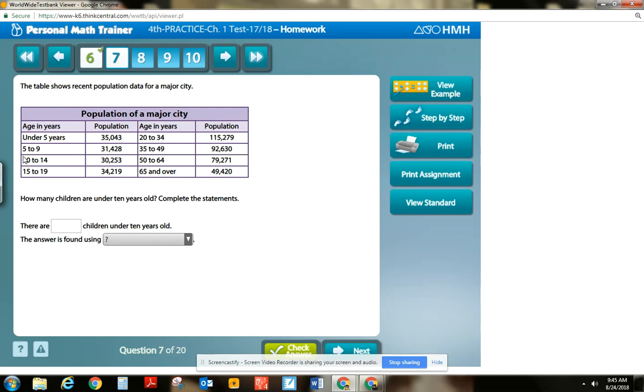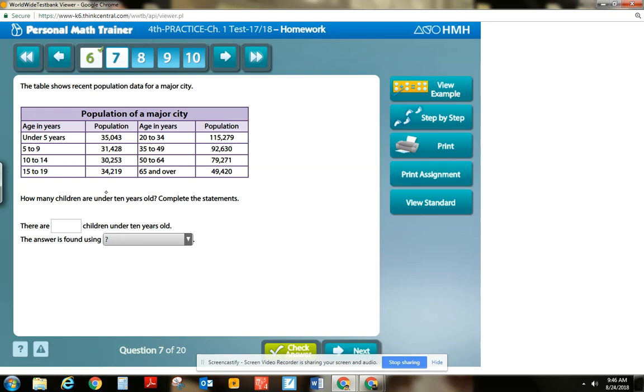Okay, so we got the age in years, then the population. So under 5 years, so that would be 0, 1, 2, 3, 4. Not 5 because it's under 5. Now 5, 6, 7, 8, 9. This is how many 5, 6, 7, 8, 9-year-olds there are. This is how many 10, 11, 12, 13, 14-year-olds there are, and so on and so on. So how many children are under 10 years old?